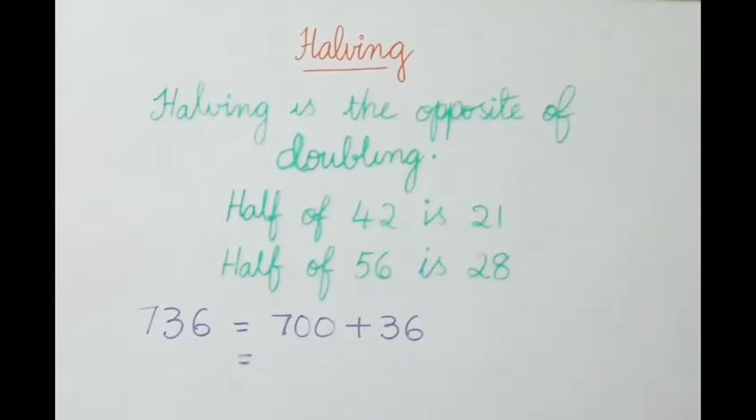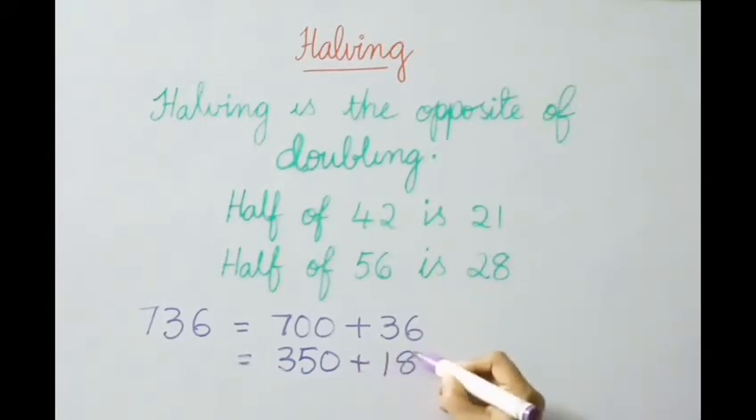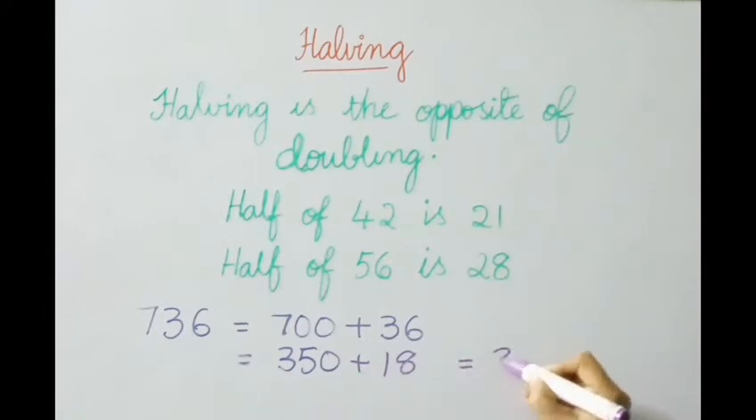See another example, 736. What do we do first? Split the number, 700 plus 36. Now we should write half of each value, then combine. 700 half, how much? That is 350. Next 36 half is 18. Now add both, 350 plus 18. So it is 368.